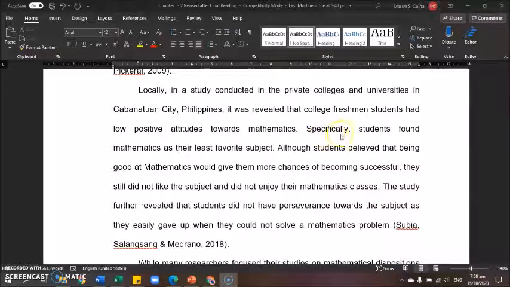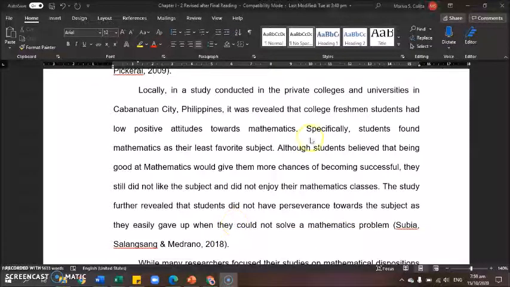So, let's continue. Specifically, students found mathematics as their least favorite subject. Although students believed that being good at mathematics would give them more chances of becoming successful, they still did not like the subject and did not enjoy their mathematics classes. The study further revealed that students did not have perseverance towards the subject as they easily gave up when they could not solve a mathematics problem.